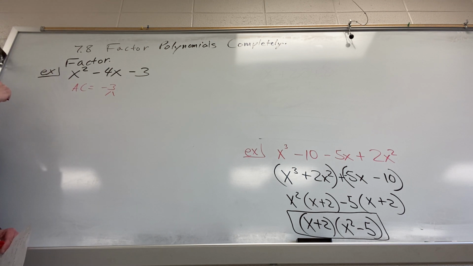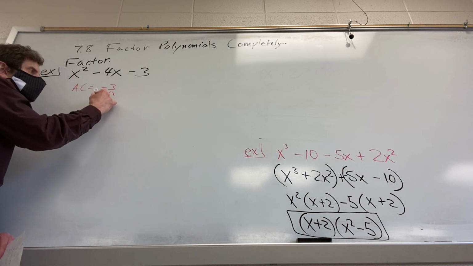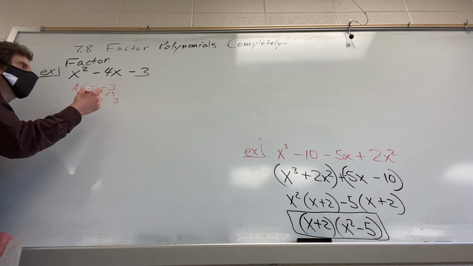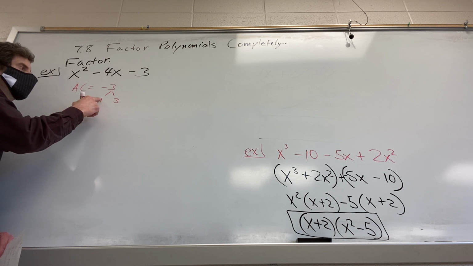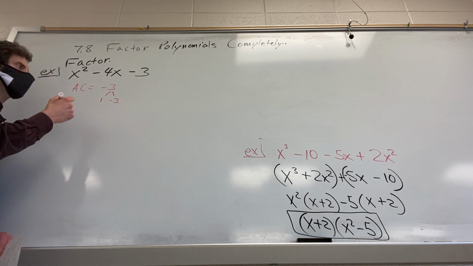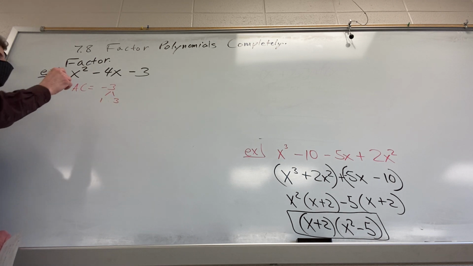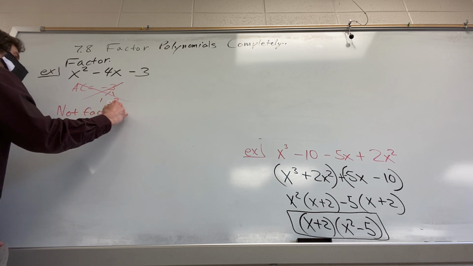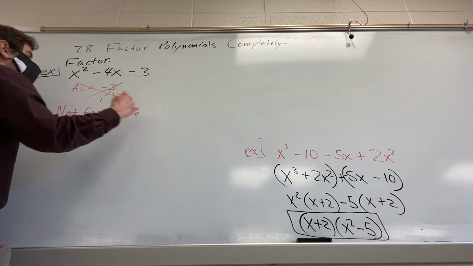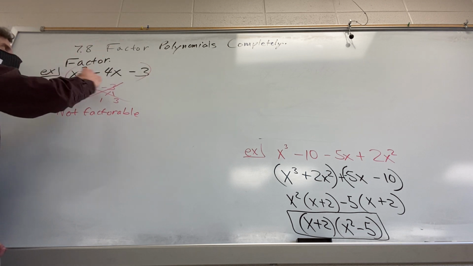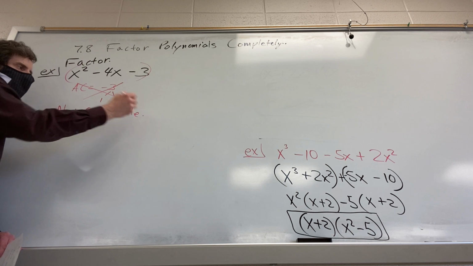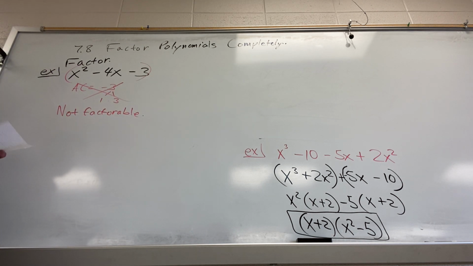Our only options are 1 and 3, and then one has to be positive, one has to be negative, right? It doesn't work. Does that add up to -4? Does that add up to -4? When that happens, you're just going to say not factorable. Or you could think of it as this is the one factor, if that kind of makes sense. But yeah, not factorable is the most common thing to say there.